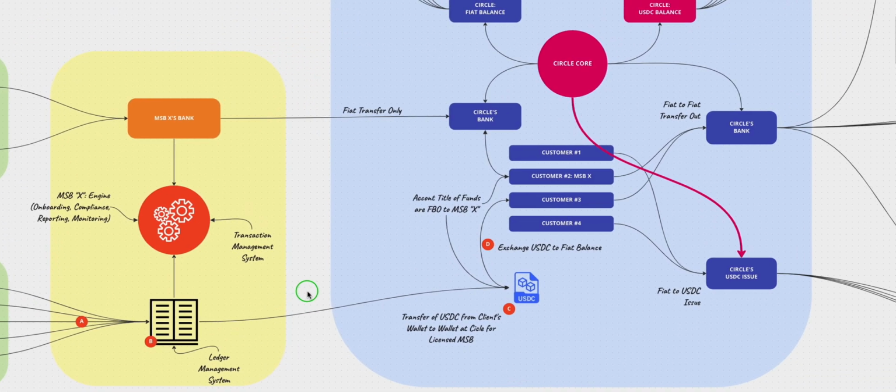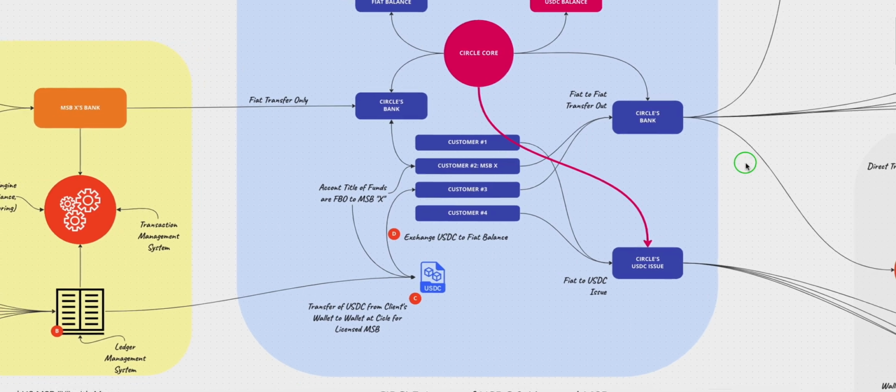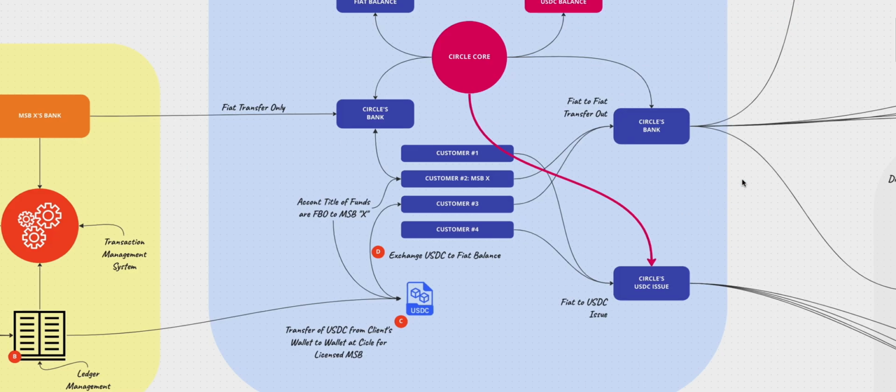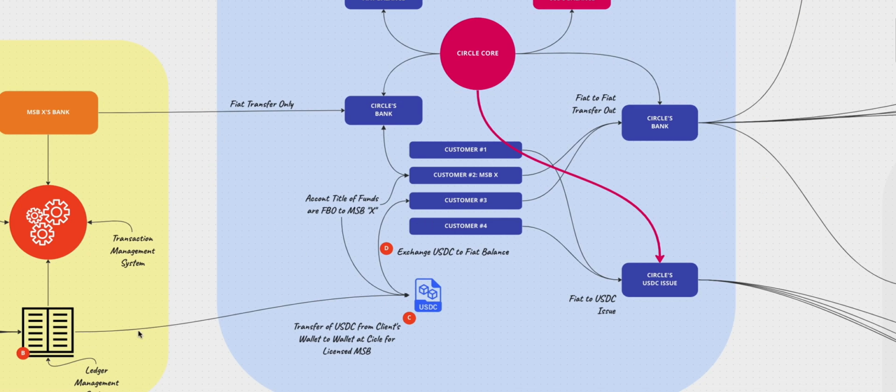From there, Circle comes in, and I'm going to show Circle in a very detailed manner, because as you can see, quite a lot is happening over there. Let's say a payout is due now, so you have this balance sitting in the wallet of the MSB. You can transfer these USDC to a Circle address that they may have over here. So this MSB actually has an account with Circle. As you can see, it's designated here as customer number 2, MSBX. The account title of funds is FBO to MSBX. That means any funds kept over here are essentially client funds.